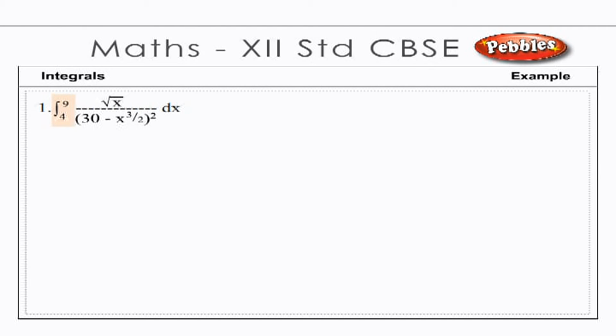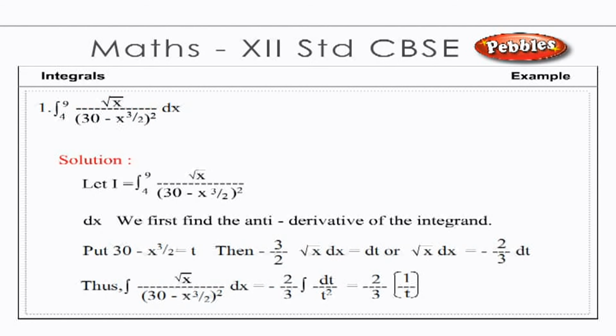Integral 4 to 9 of root x by [30 minus x power 3 by 2] whole square dx. Solution. Let I is equal to integral 4 to 9 of root x by [30 minus x power 3 by 2] whole square dx. We first find the antiderivative of the integrand. Put 30 minus x power 3 by 2 is equal to t. Then minus 3 by 2 into root x dx is equal to dt, or root x dx is equal to minus 2 by 3 into dt.